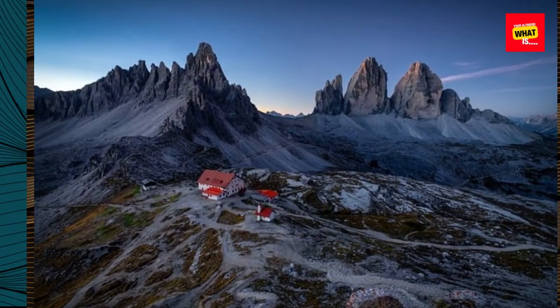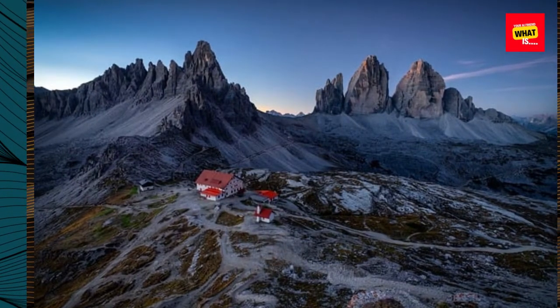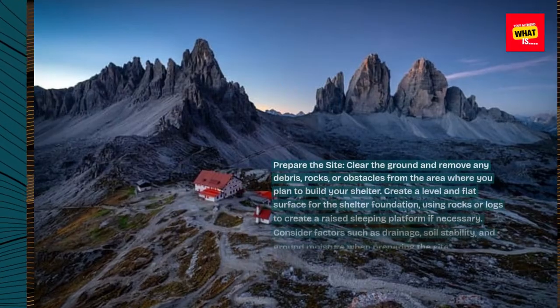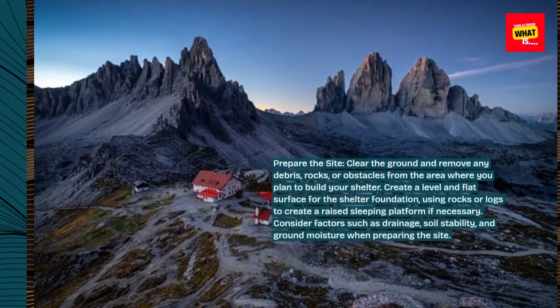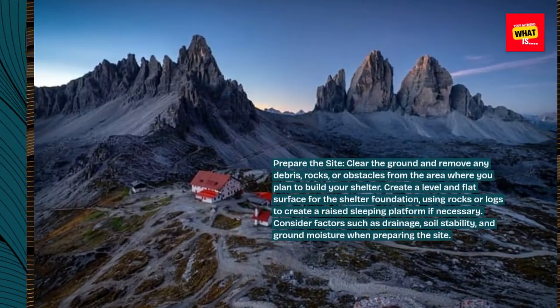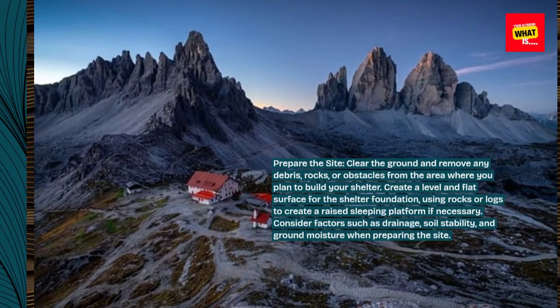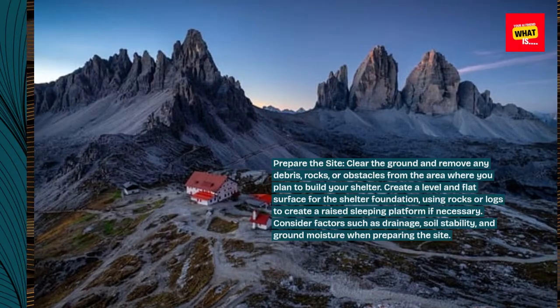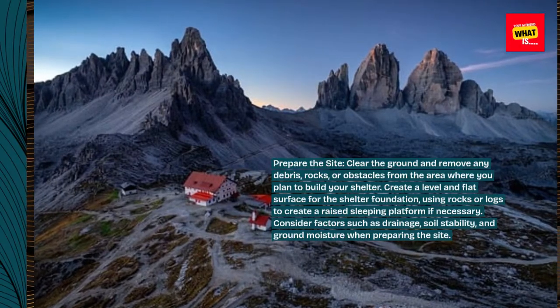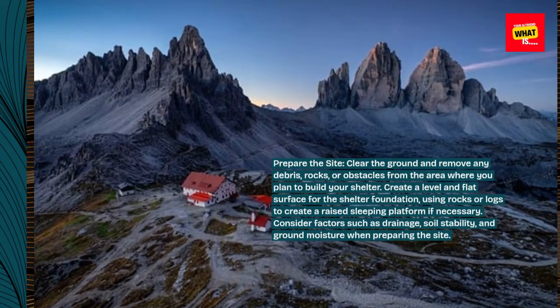Prepare the site. Clear the ground and remove any debris, rocks, or obstacles from the area where you plan to build your shelter. Create a level and flat surface for the shelter foundation, using rocks or logs to create a raised sleeping platform if necessary. Consider factors such as drainage, soil stability, and ground moisture when preparing the site.